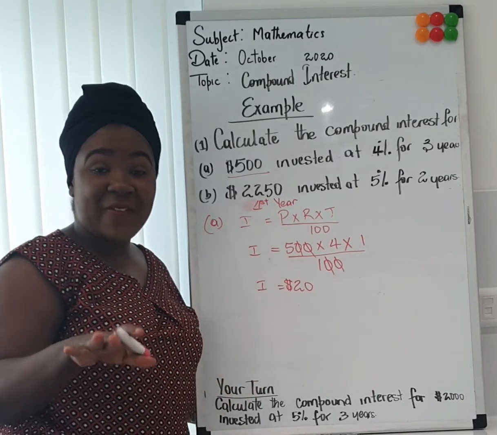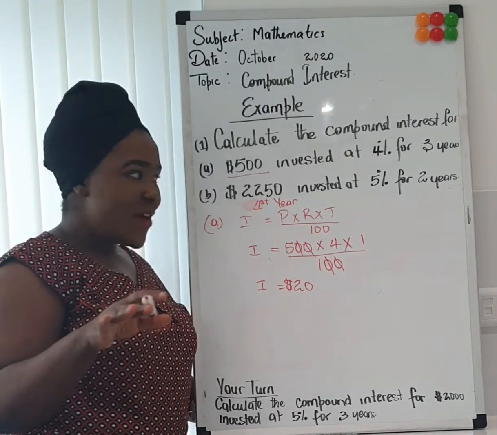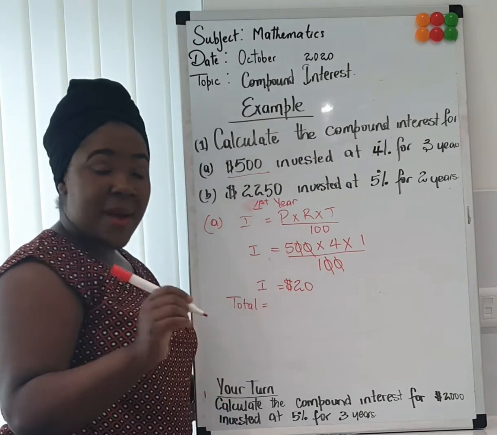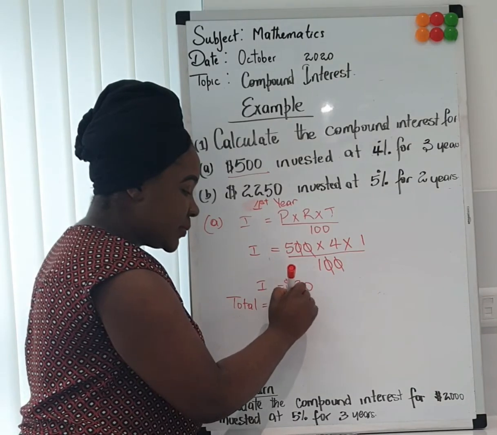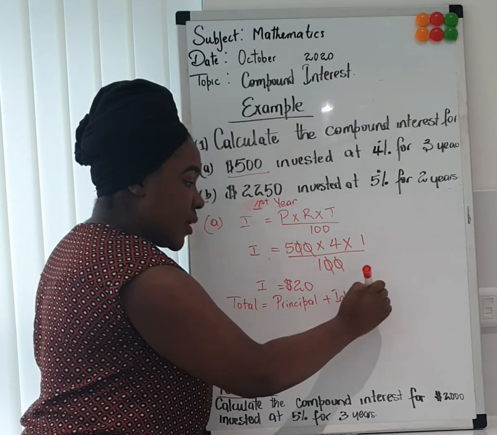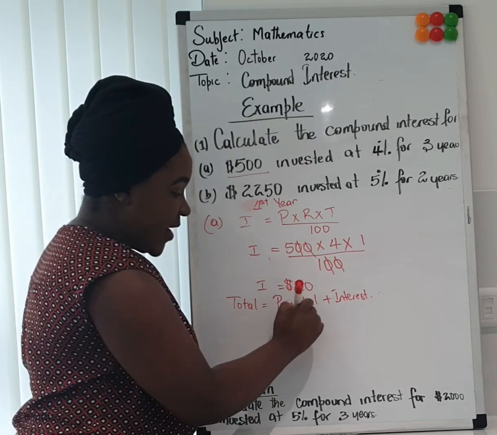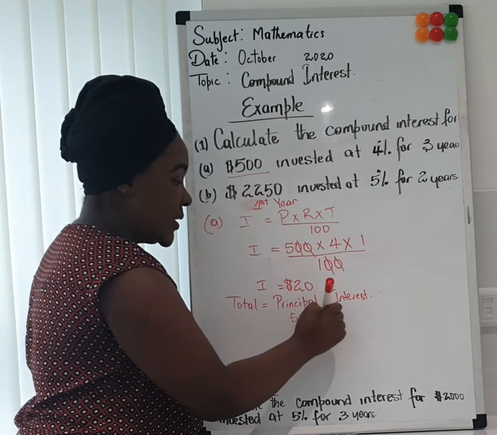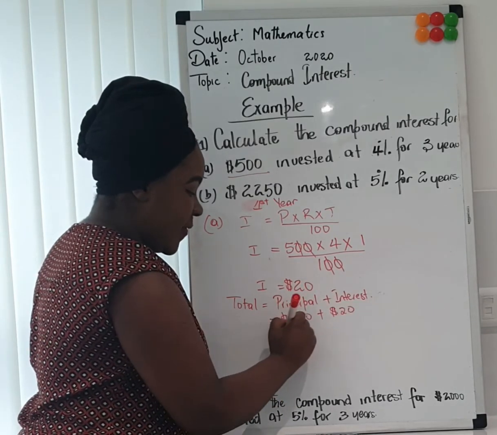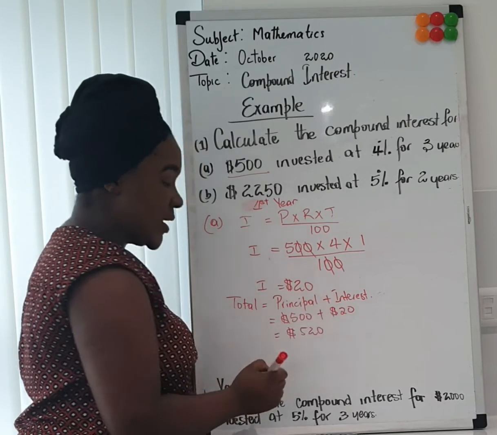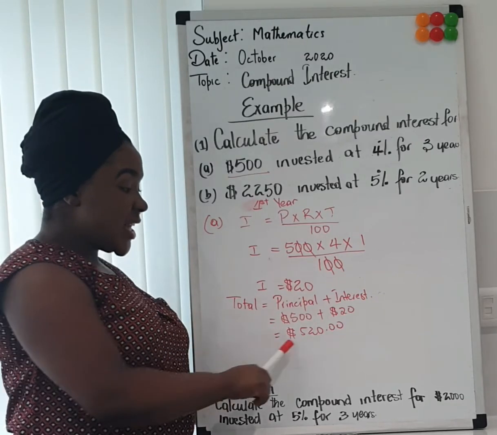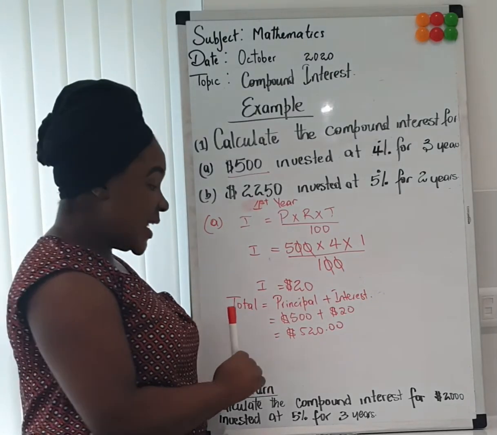So I know that at the end of my first year, I will have gained $20, right? So I go ahead and put my total at the end of that year. If I gain $20, my total would be my principal plus the interest, which would have given me 500 plus $20, which gives me $520. Alright, so that's the end of first year, and that's just first year. So at the end of first year, I know I have $520. Let's do second year now.